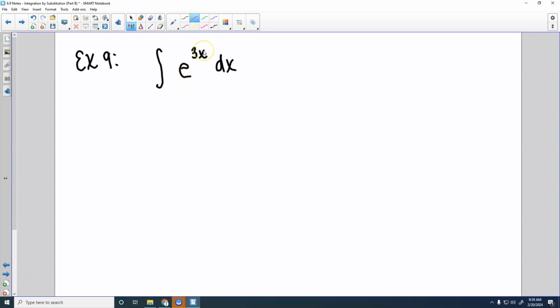If you have an e problem, typically the exponent is your u, unless it's maybe a really complicated something. Exponent would be u. So u would be 3x. What would du be for this? 3 dx. So we do need a 3 over here with our dx. What have we got to put out front? 1/3. So our u is our exponent here. This part right here is our du.